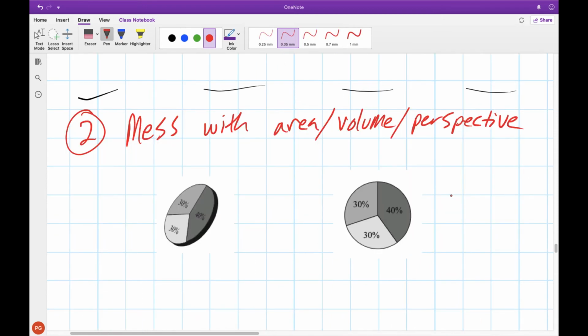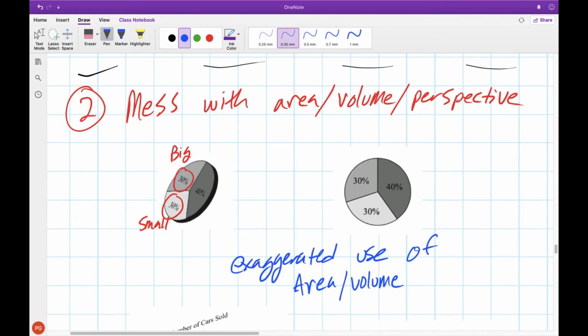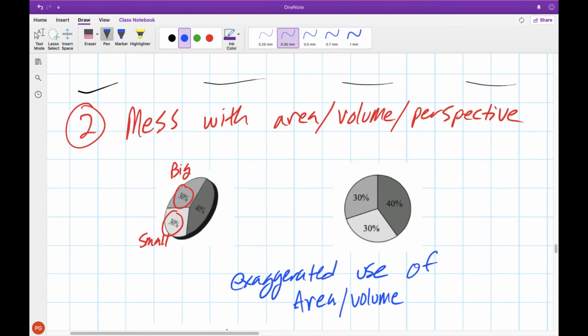Another very common way that graphs can be misleading is by messing around with area, volume, or perspective. If we look at this pie chart here, it's tilted, and when it's tilted like this, this 30% looks smaller than this 30%. And that's just the way that perspective works here. If we view it straight on, we can see these two are clearly equal and this one's a little bit larger. The book uses the term exaggerated use of area or volume.